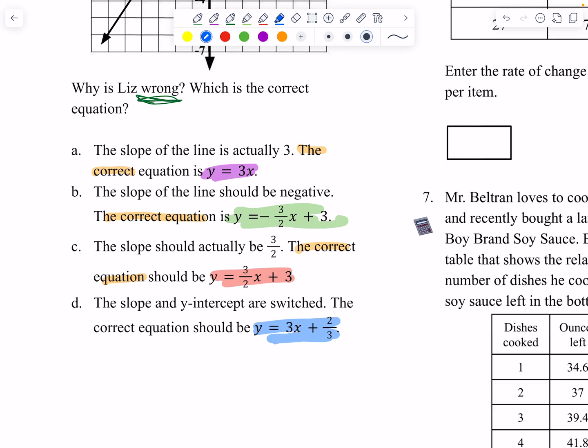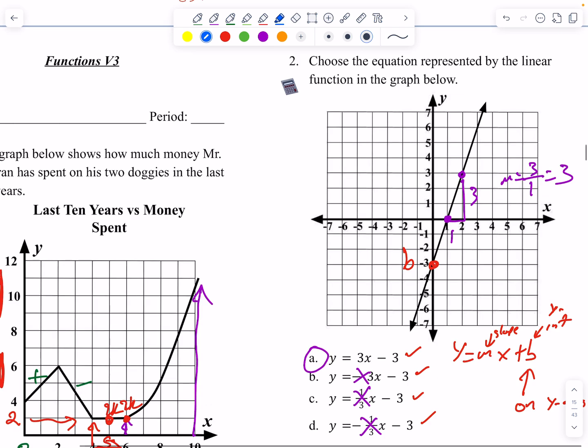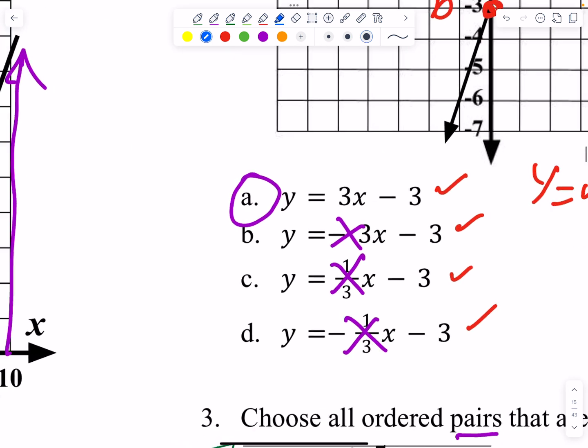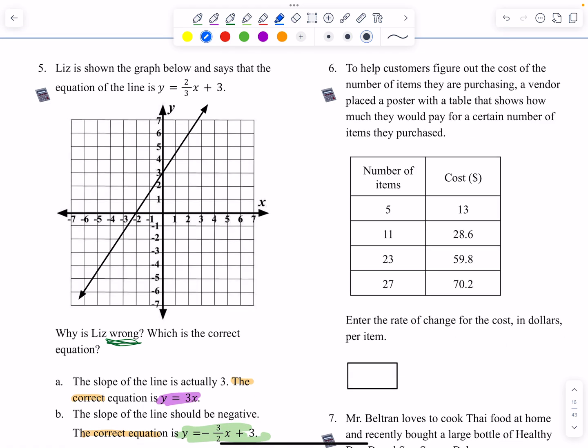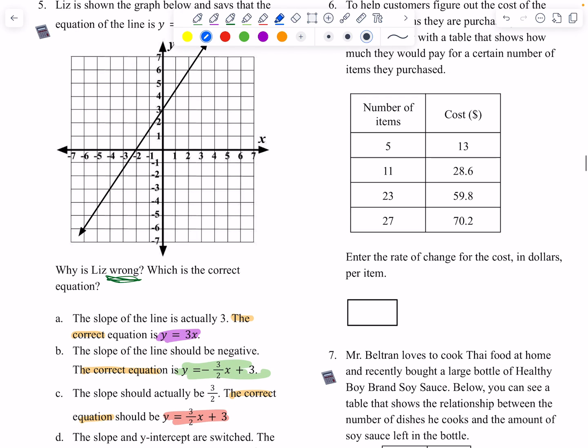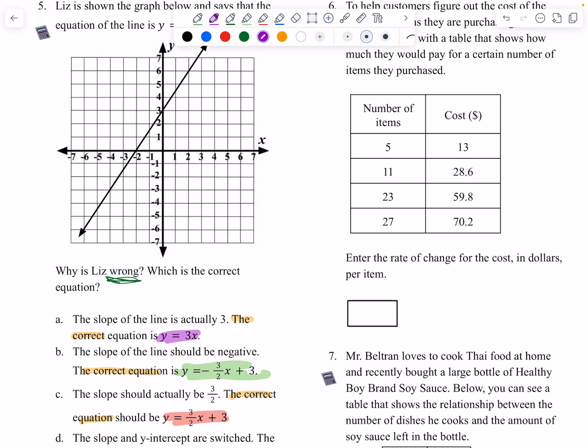So notice, this is basically number 2. This is the same question. They gave me a graph, and they want me to pick the correct equation. They just reworded it super wordy and long, right? Trying to be annoying. But it's the same thing. A, B, C, D, they're all different. And I just got to pick the correct one. So let's see which one it is.